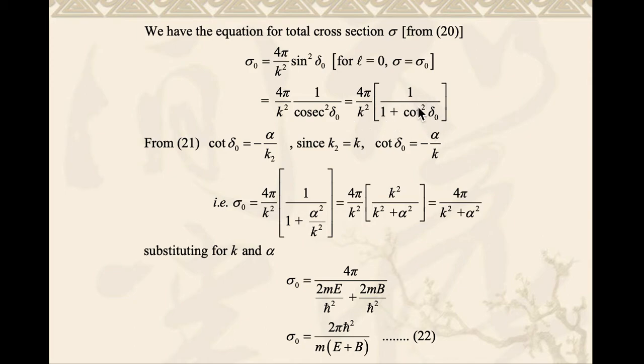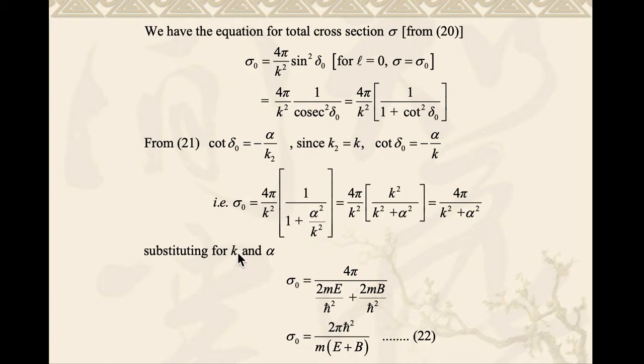because we have an expression for cot. And this cot delta 0 is minus alpha by k2. Since k2 is equal to k, you can replace this as alpha by k. So cot delta 0 is equal to minus alpha by k. Now you can substitute for cot delta 0 as minus alpha by k. So sigma 0 is 4 pi by k square, 1 by 1 plus, the minus term on squaring becoming plus alpha square by k square, or it is k square by k square plus alpha square. This k cancels, so 4 pi by k square plus alpha square.